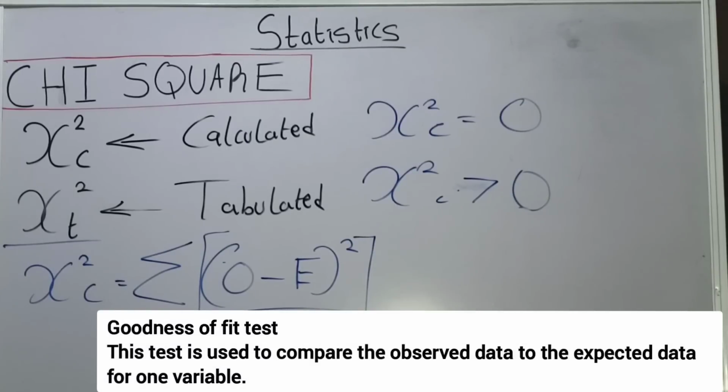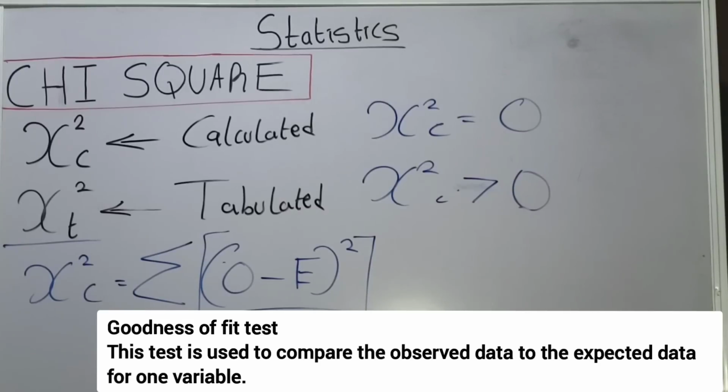The goodness of fit test is used to compare observed data to expected data for one variable. If we have a chi-square test in which we have only a single variable, that means this chi-square test is for the goodness of fit test. You understand? So when you are given a question and asked what type of test this is, look at the variable that you have.